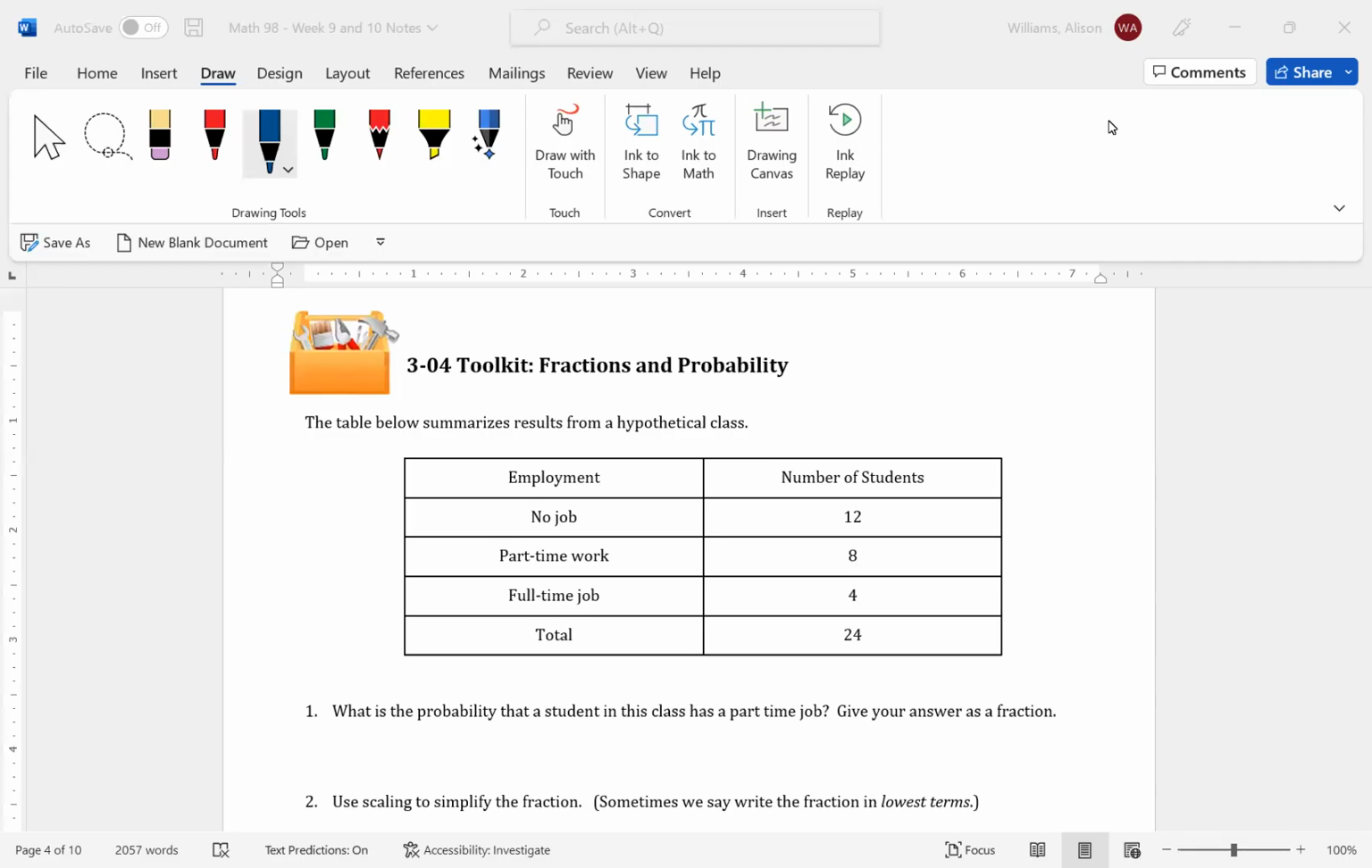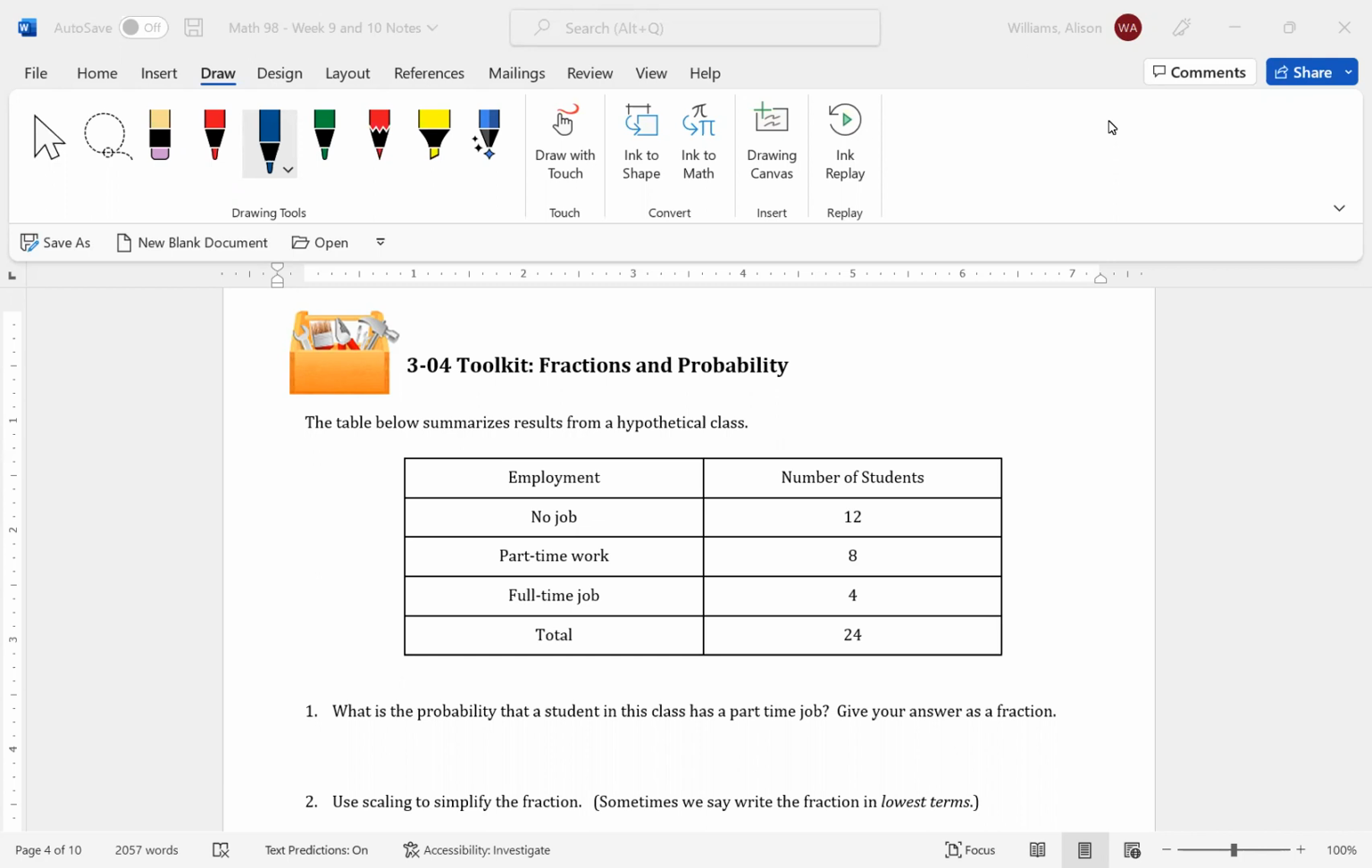In this video, we're going to talk about fractions and probability. Now, we've talked about both of these before, but we're going to put it together in this section. So let's look at a table of information about employment of students. This is from a very large class.